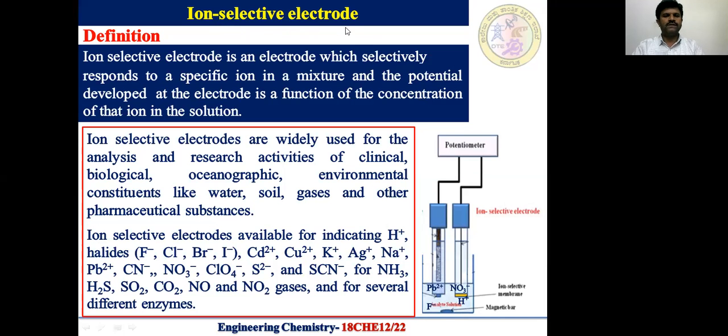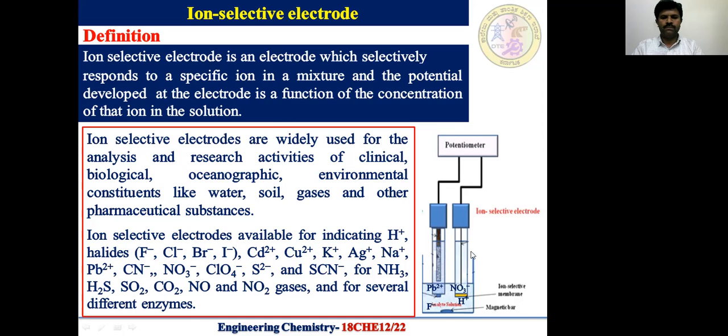What are ion selective electrodes? Ion selective electrodes are electrodes which selectively respond to a specific ion in a mixture, and the potential developed at the electrode is a function of the concentration of that ion in the solution.